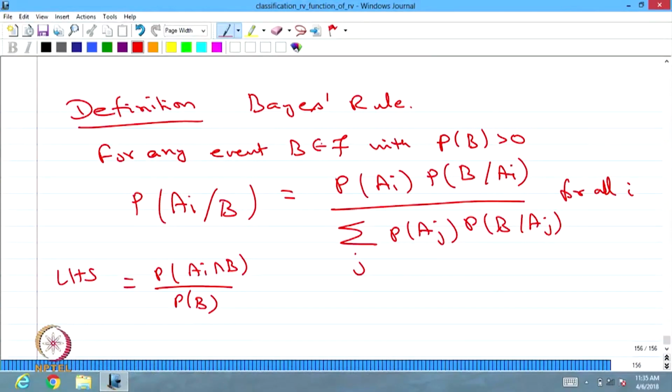So this is a very important result: whenever you know the partition events, you can find the probability of any event using the total probability rule, as long as you know the conditional probability on the partition events and the individual probabilities of the Ai's, the partition events. Then, using the same result, you can find the conditional probability of a partition event given any event B, provided the probability of B is greater than 0. We will go through a simple example.